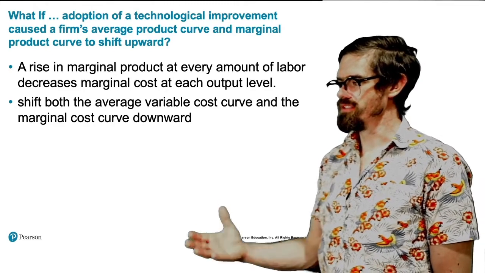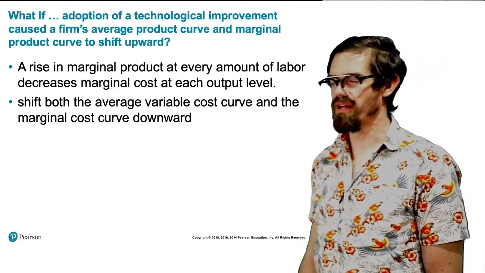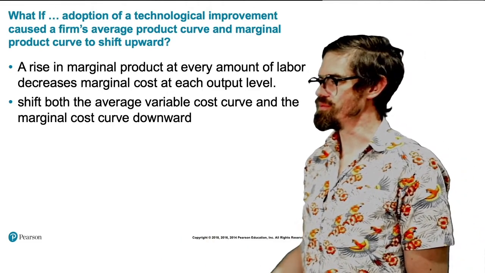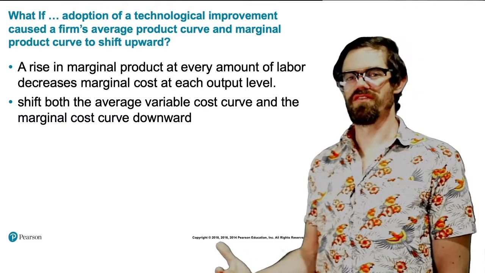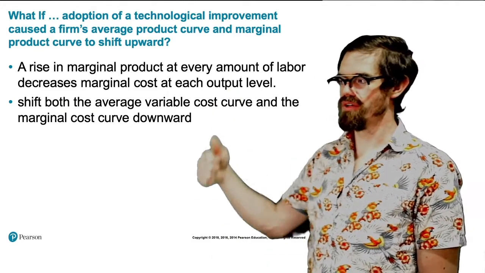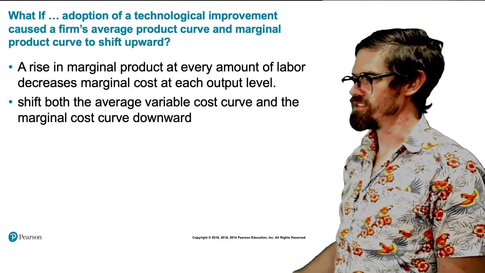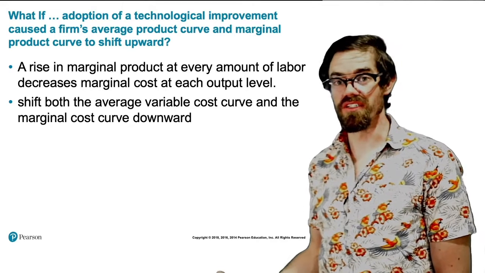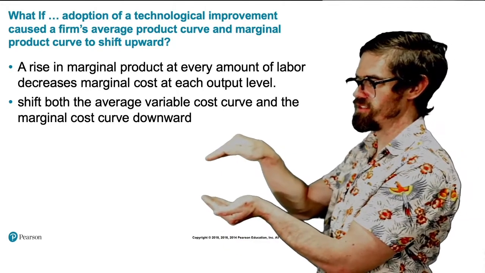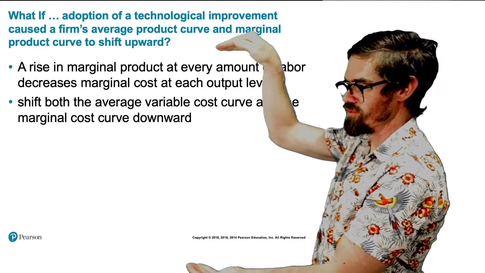And so let's wrap up this section here. Well, not quite. Let's stop and think about a thought experiment. What if the adoption of a technological improvement caused the firm's average product and marginal product curves to shift up? So an improvement in productivity, in other words. Well, a rise in marginal product at every amount of labor decreases marginal cost at every output level. So again, they are inversely related. As marginal product improves, marginal cost is going to improve as well.